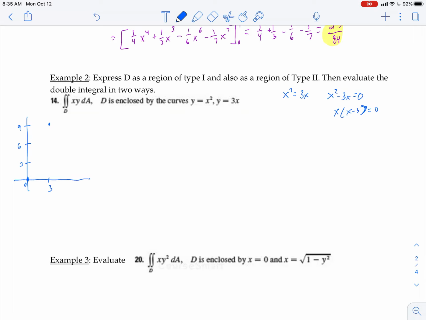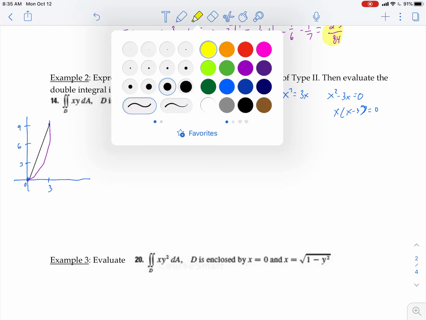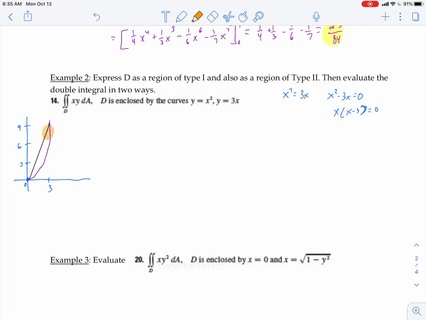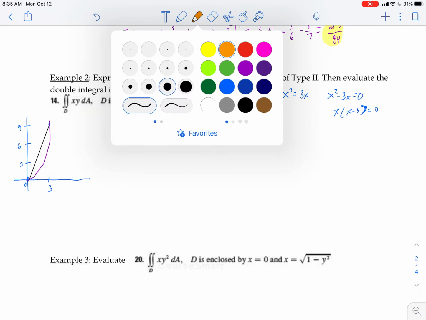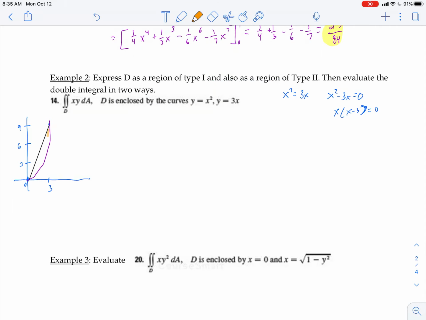All right, so y equals 3x is just a line. And y equals x squared is a parabola. And that's a beautiful line. So here we have our region inside the two. And now I made it too big. And now we're going to be in between the two. All right, so let's go ahead and do that.